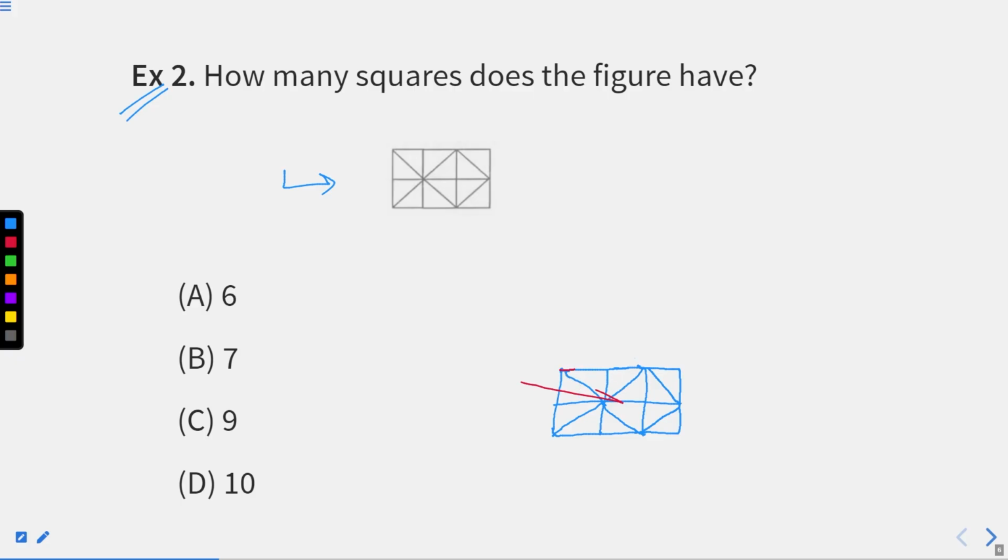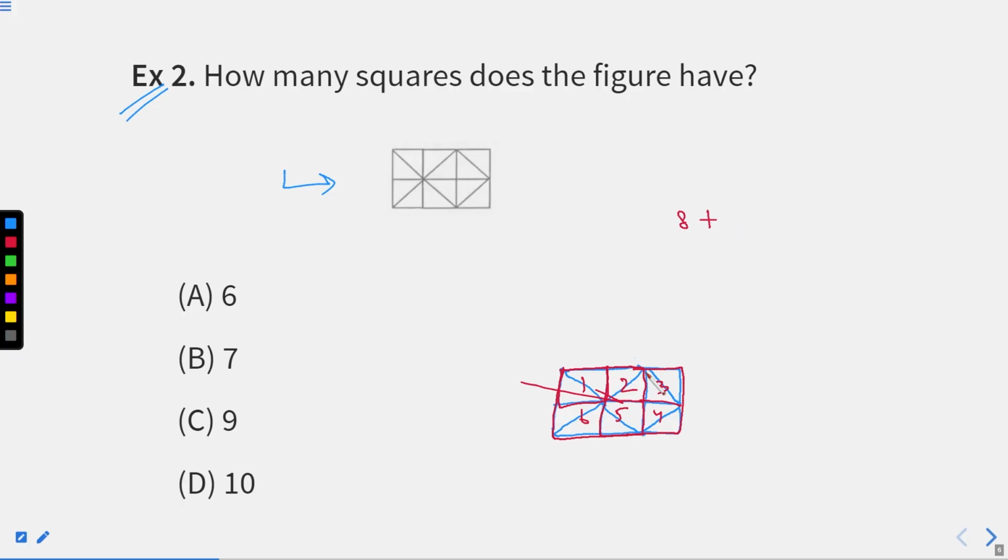Remember, this red part suggests this is the first square that we know, 1. This is the second square that we know, right? I hope you understand both the squares. Now we have 6 small squares: 1, 2, 3, 4, 5, 6. 6 plus 2 is a total of 8 squares till now.